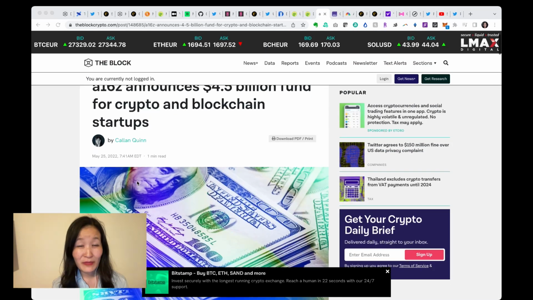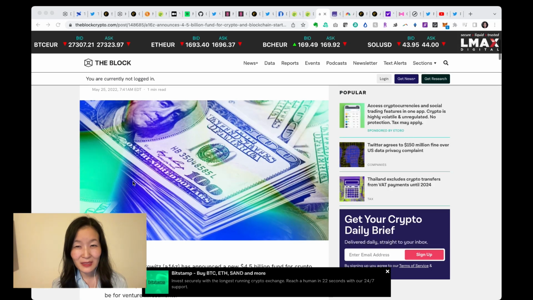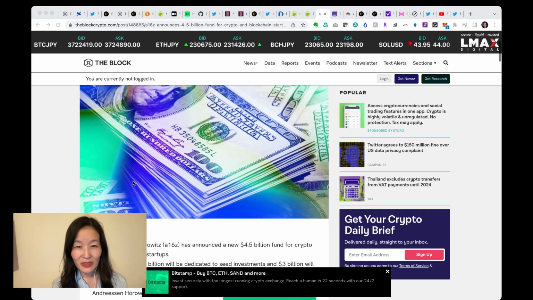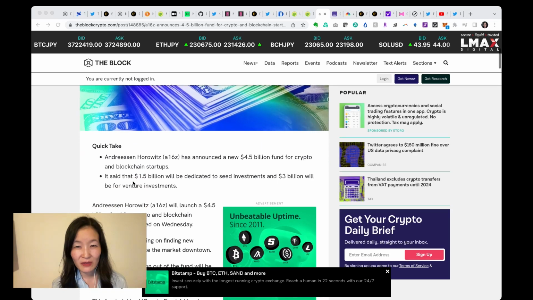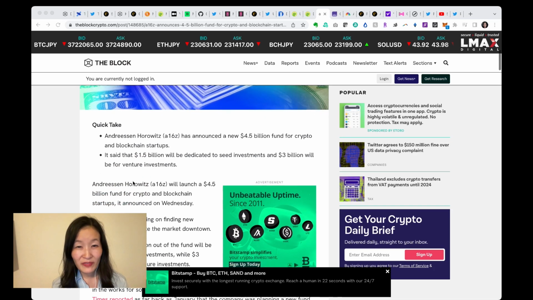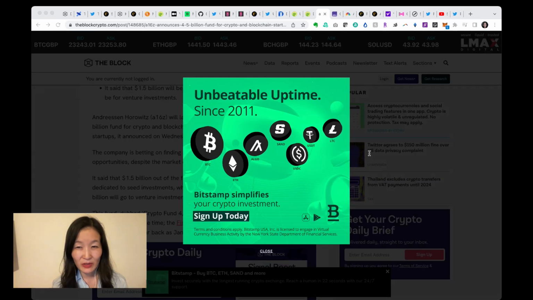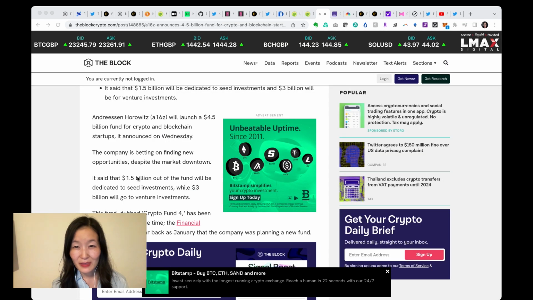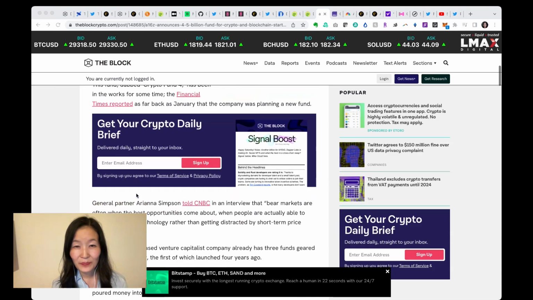Andreessen raises $4.5 billion for crypto investments. Despite the market downturn, Andreessen Horowitz, or A16Z, one of the largest crypto VCs, announced a new fund of $4.5 billion to invest in crypto and blockchain startups. Of that, $1.5 billion will go to seed investments and $3 billion to venture investments. This is the fourth crypto fund that the firm has raised, totaling over $7.6 billion in funds for Web3.